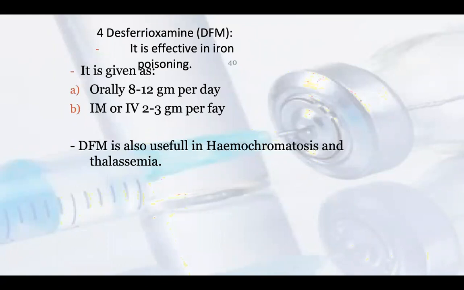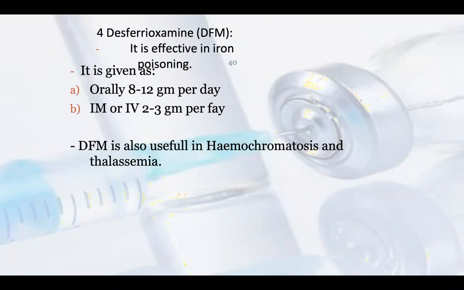Fourth one is desferrioxamine, DFM. It is effective in iron poisoning. It is given orally 8 to 12 gram per day, intramuscular or intravenous 2 to 3 gram per day. DFM is also useful in hemochromatosis and thalassemia.